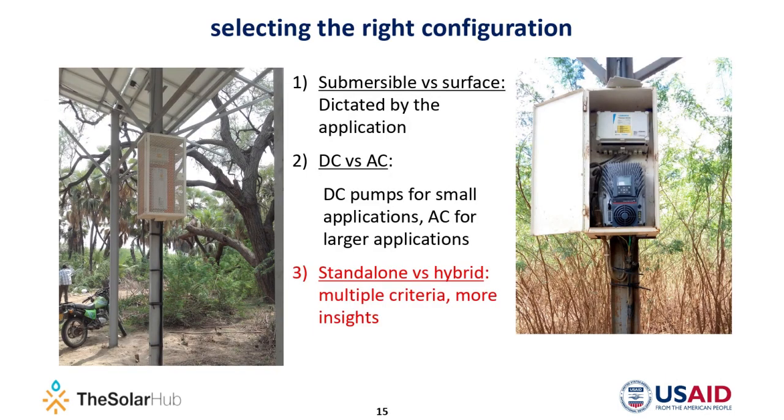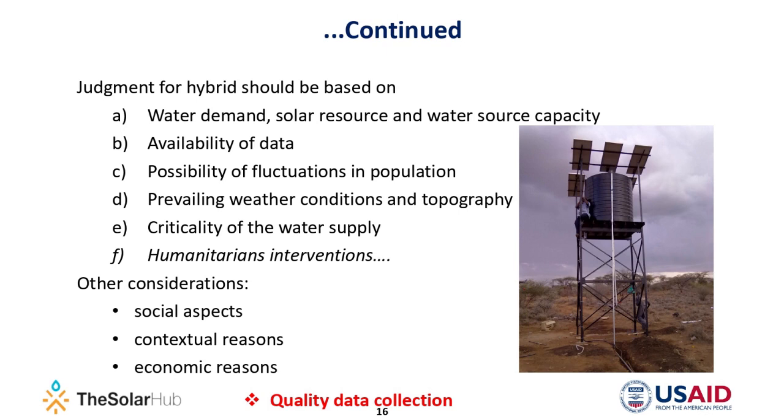When it comes to selecting the right configuration, the selection of pump types and sizes is quite straightforward, especially due to computer-based software. We have found that the choice of whether to use solar standalone versus hybrid is the one that requires more insightful thinking, as the right selection will result in an optimized system that is more cost-effective. And the choice for whether hybrid or solar standalone will be determined by the water demand, the solar resources available, and the water source itself, as well as other social and contextual considerations.